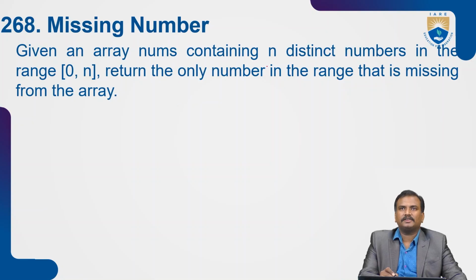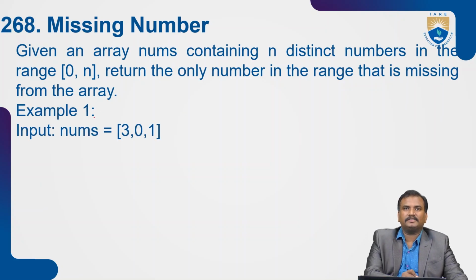So the question is, there is an array of numbers which contains n distinct numbers, n different numbers given in the range 0 to n. We need to return the only number in the range that is missing from the array.